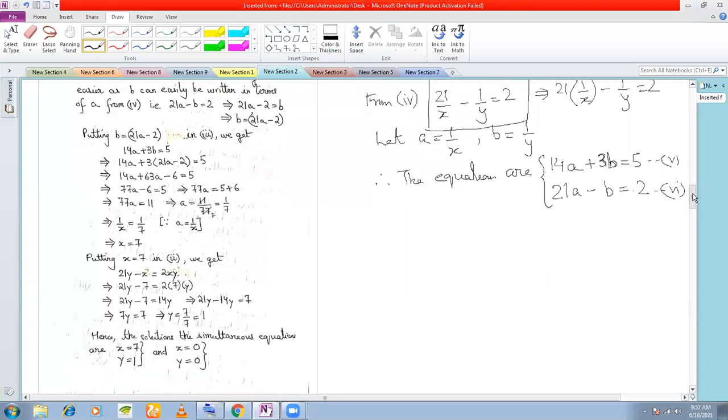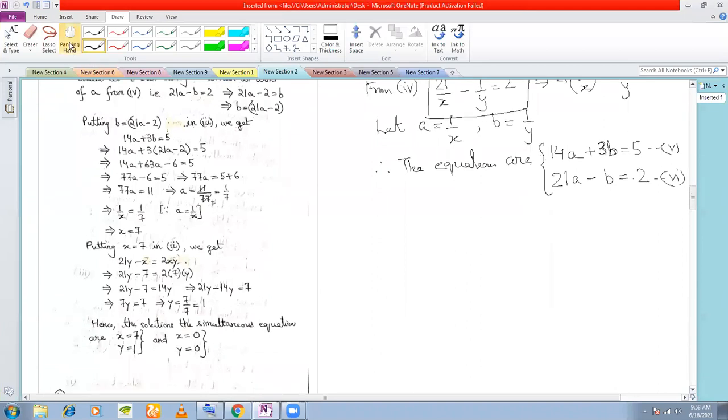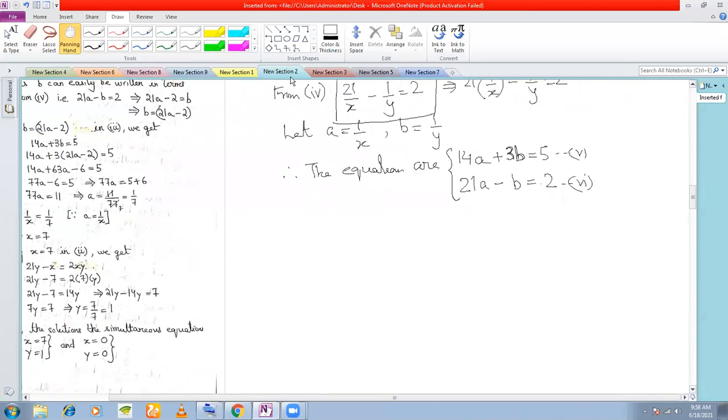So how will you solve by elimination method? See that the coefficient of b here is 3 in the first equation and the coefficient of b here is -1, right? So what I do is, in order to make them equal, I multiply this equation by 3 and I multiply this equation by 1.